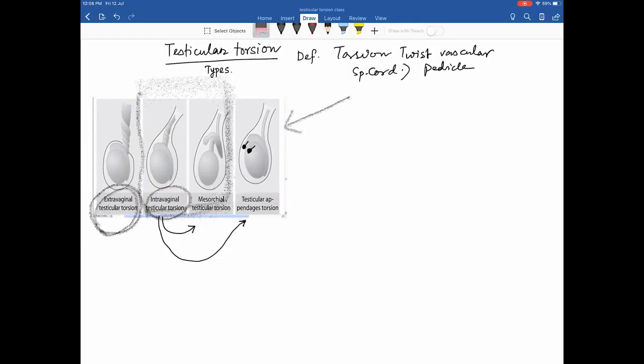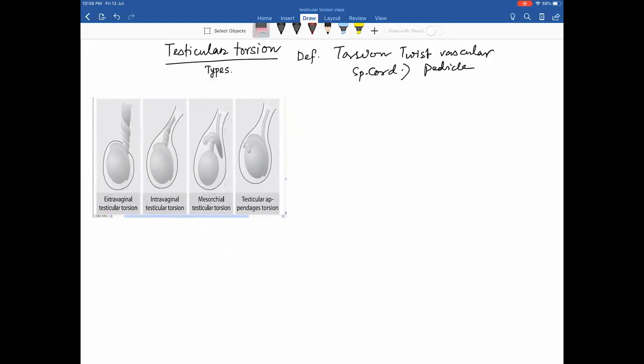Now, after we've discussed this, let us talk about them one by one with the clinical features and the pathology. As I have said, the most common one is always an intravaginal torsion. So, the most common variety of testicular torsion is called an intravaginal torsion. Now, let us be very straight again. Why does an intravaginal torsion happen?